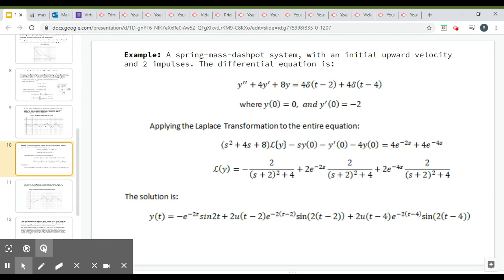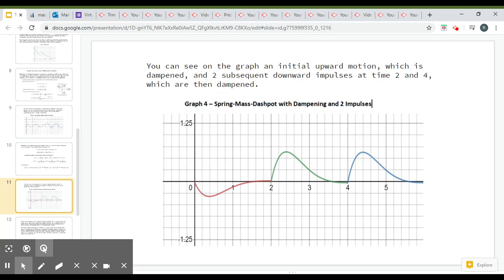that are for the 3 time periods from time 0 to time 2. And then there's the additional function from time 2 to time 4. And then there's an additional function from time 4 and beyond. And I can show you what that looks like over here. You see here the initial upward motion, which is dampened, and that's negative. And then the 2 subsequent downward impulses at times 2 and 4, which are also subsequently dampened.